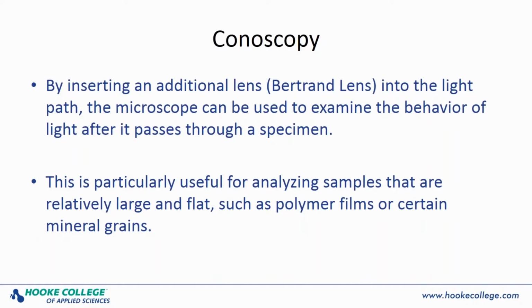Conoscopy. By inserting an additional lens, known as a Bertrand lens, into the light path, the microscope can be used to examine the cone of light after it passes through the sample, thus the name conoscopy. The light pattern observed is referred to as an interference figure.